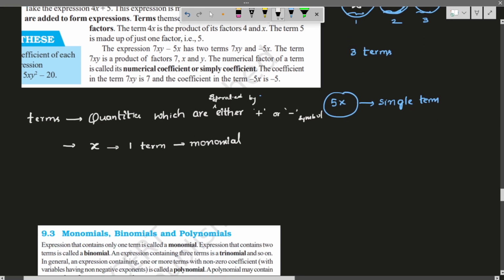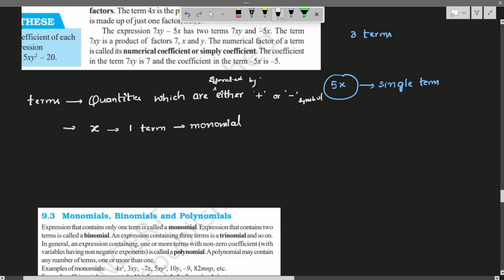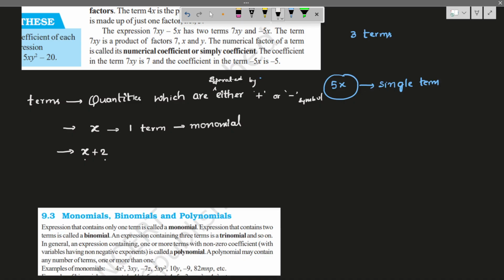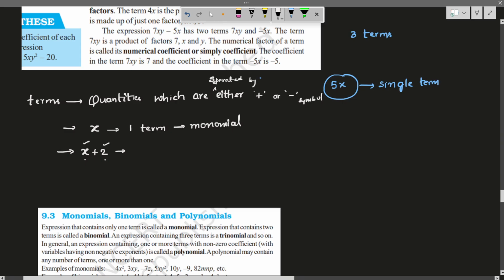Now, what about this? Here, these two quantities are separated by a plus symbol. So that means there are two different terms, first term and second term. When there are two terms, it is known as a binomial.